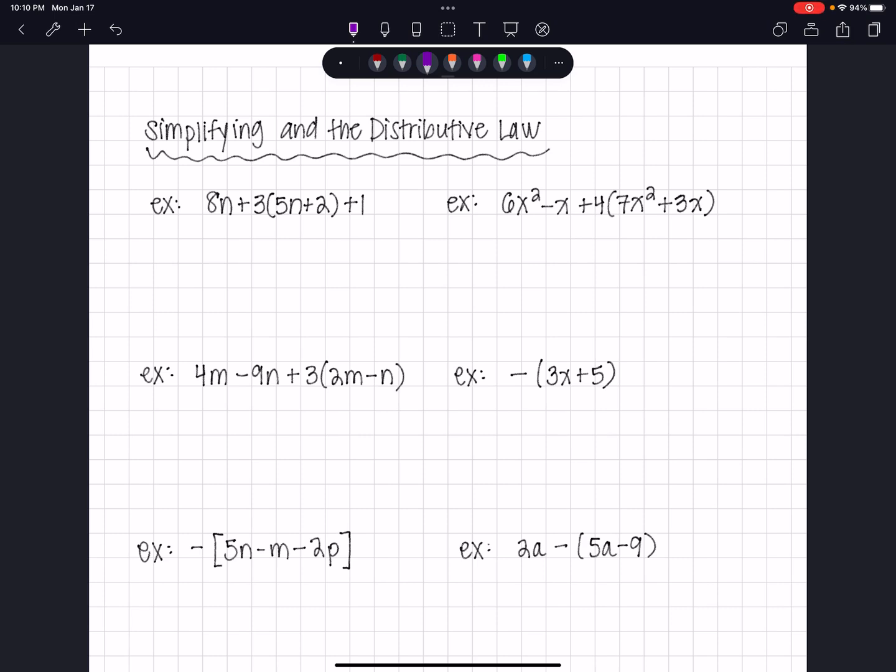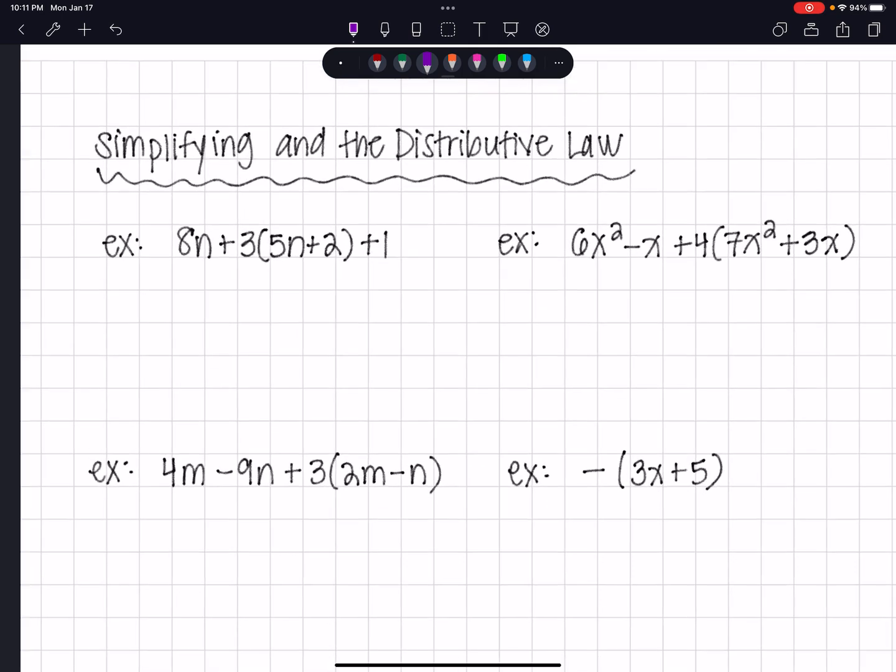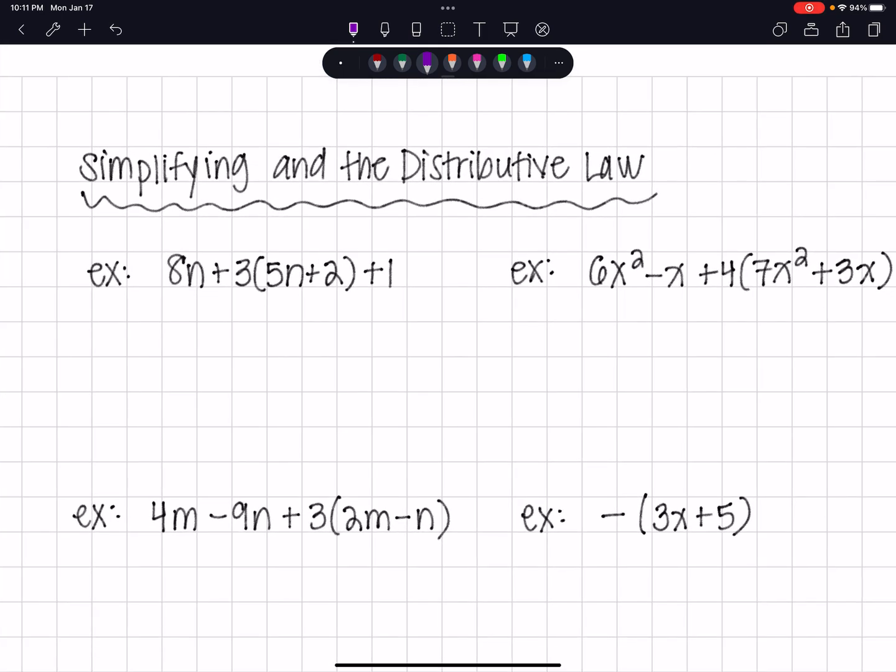Our last group of problems in this set is going to be simplifying and using the distributive property, which this textbook calls the distributive law. Distributive law, distributive property, same thing. We have 8n plus 3 times the quantity 5n plus 2 plus 1.